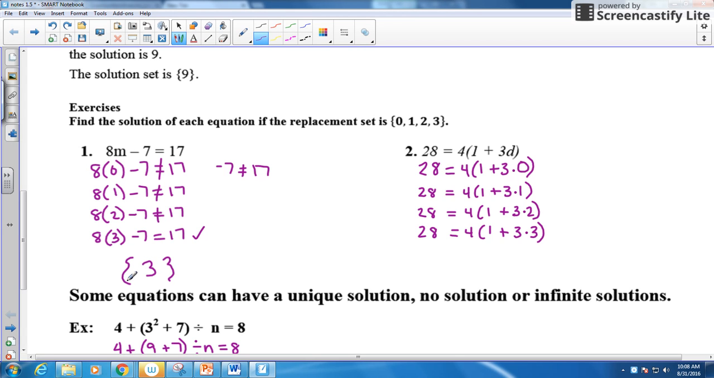See how bad I am at making braces? That's the member of the replacement set that works, 3. Okay. In number 2 over here, we're going to do the same thing.